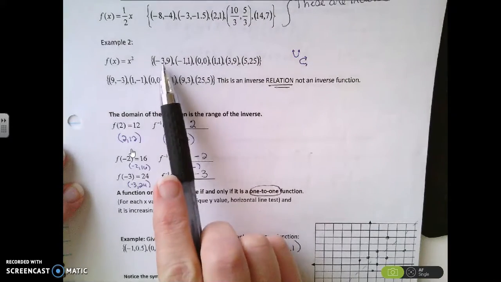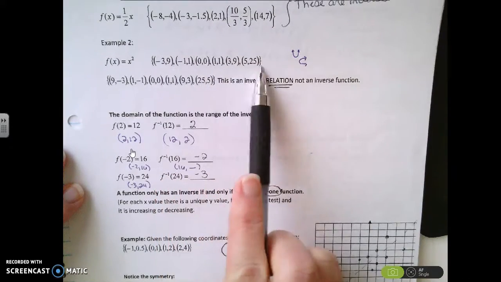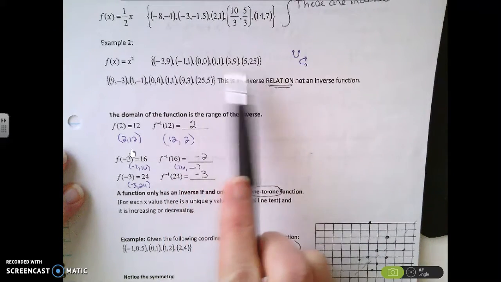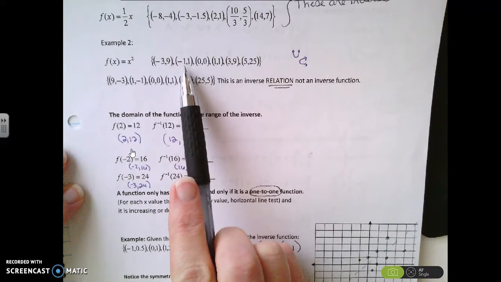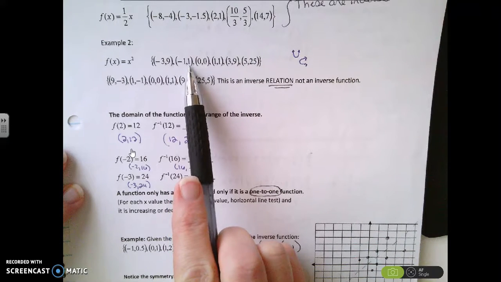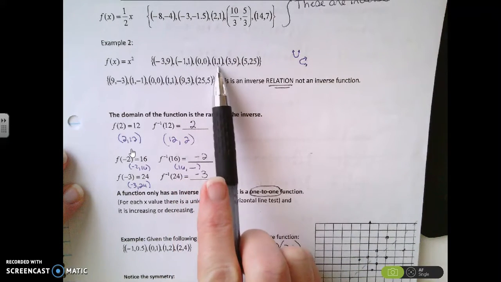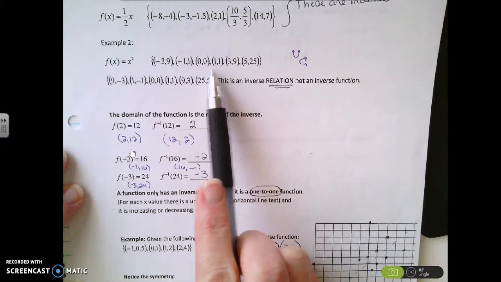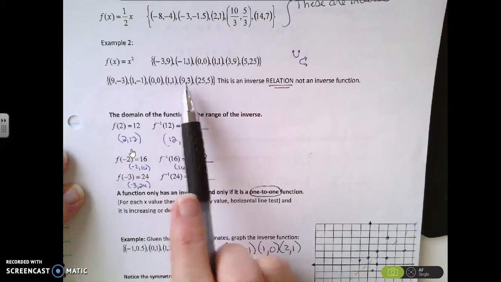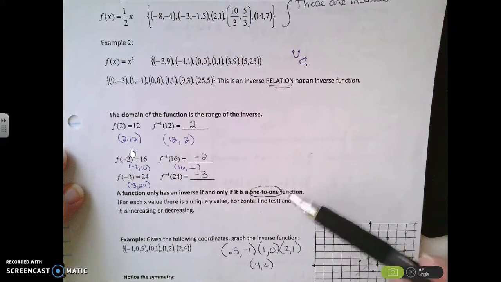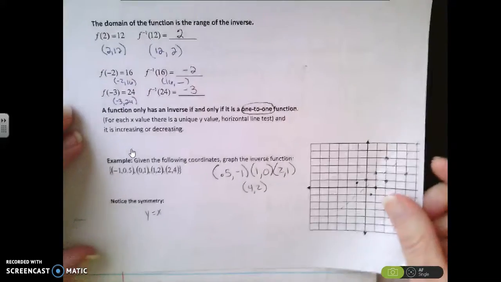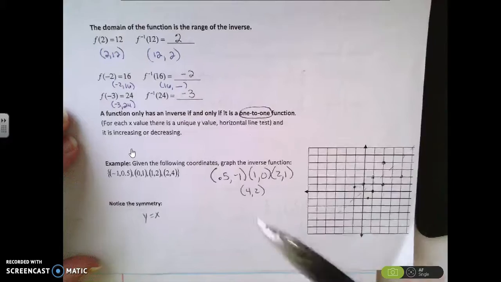This is not one-to-one, so you'll notice that the original function is a function because each of the x values repeat. But you'll notice that every x value doesn't have a unique y value, because you'll notice here that this x value has a 1 also. So this one's not one-to-one, because if I switch all those coordinates, they don't become a function. So that's one-to-one functions.